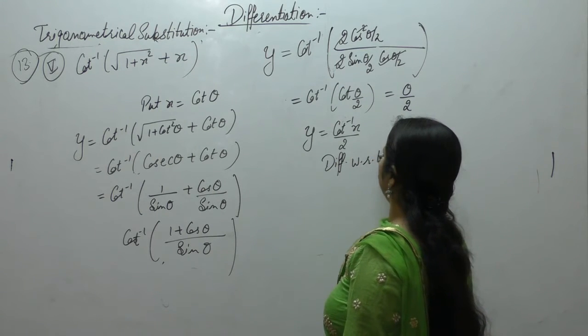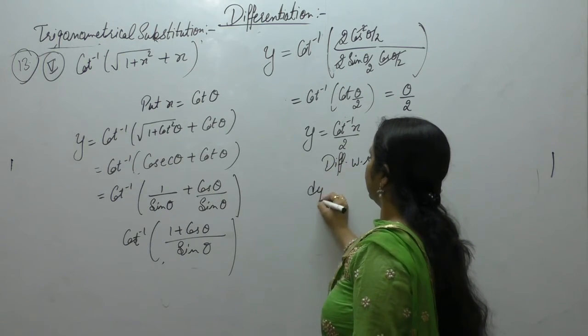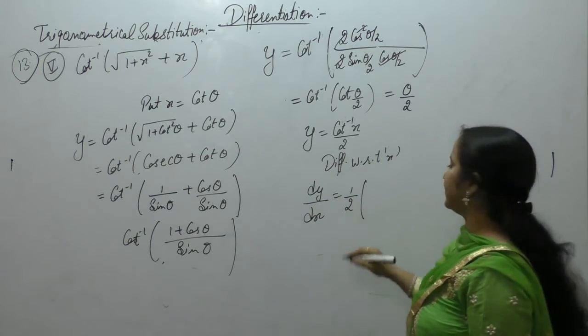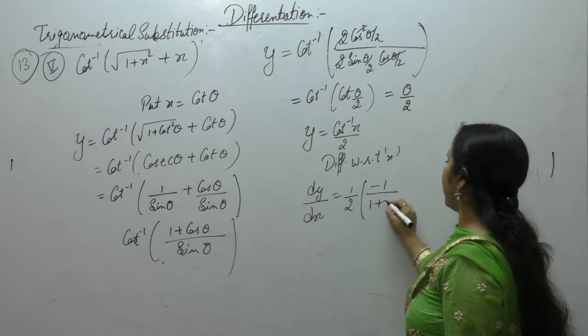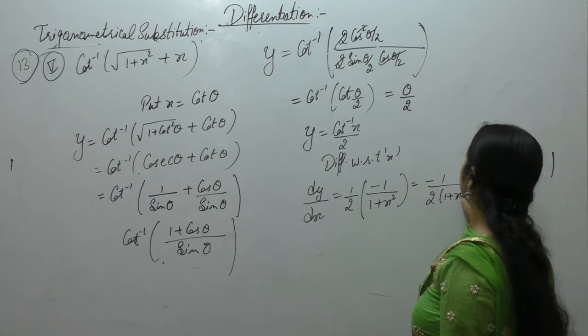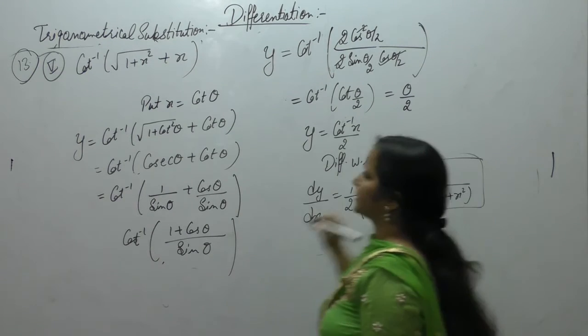Now differentiate with respect to x. dy upon dx is 1 by 2 times the derivative of cot inverse x, which is minus 1 upon 1 plus x square. So minus 1 upon 2 into 1 plus x square.